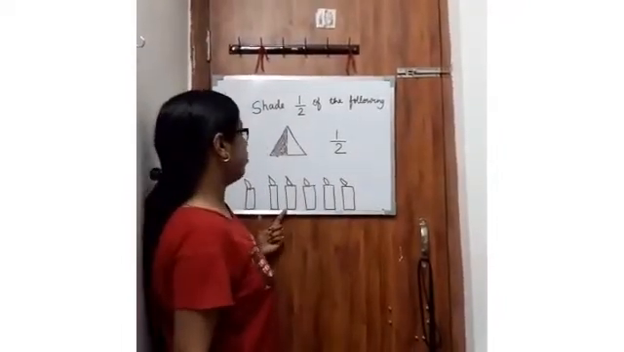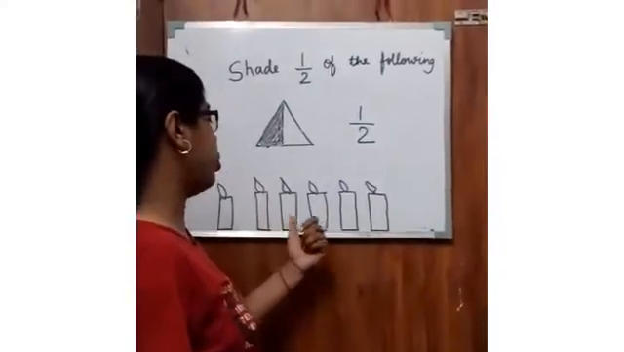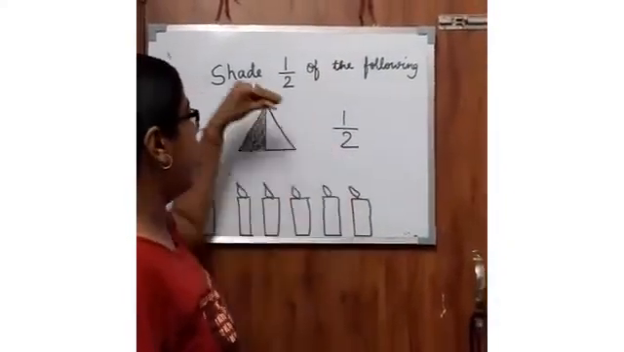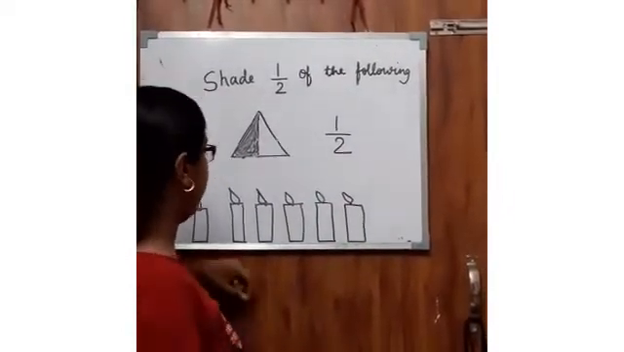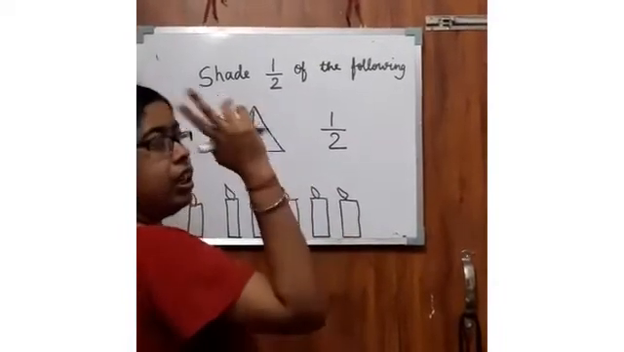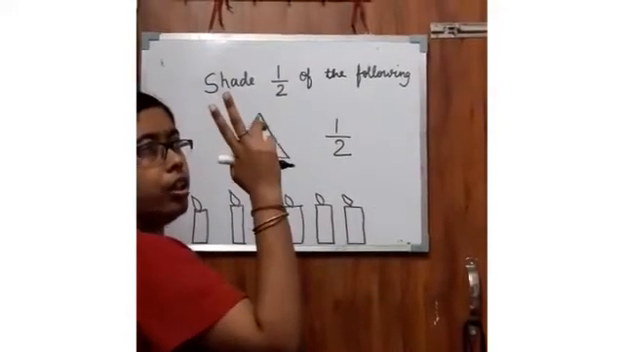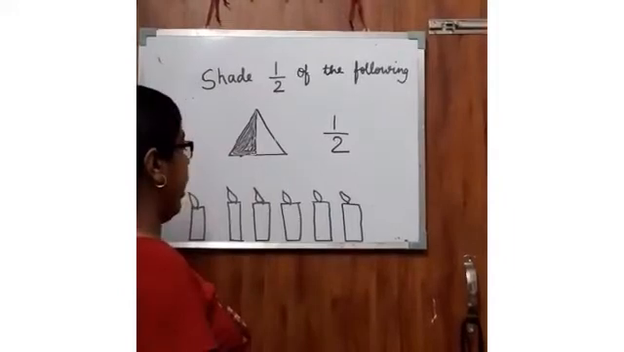Look at this one. Half of the following. How many candles are there? 1, 2, 3, 4, 5, 6. And we take half of the following. So how will we take it? Distribute these 6 candles into two equal groups.